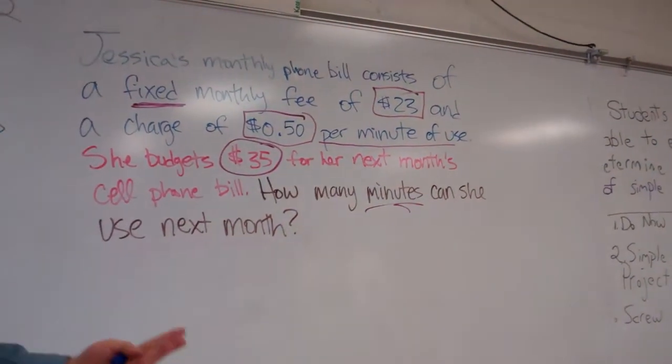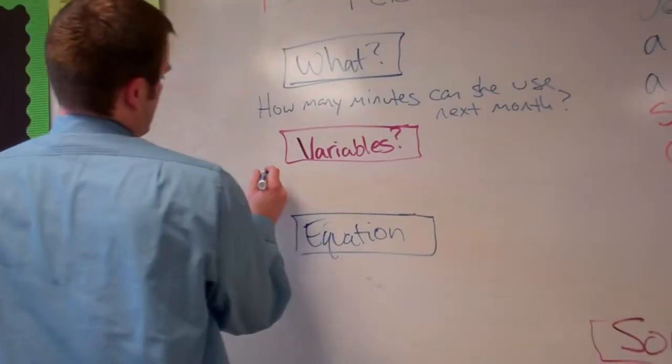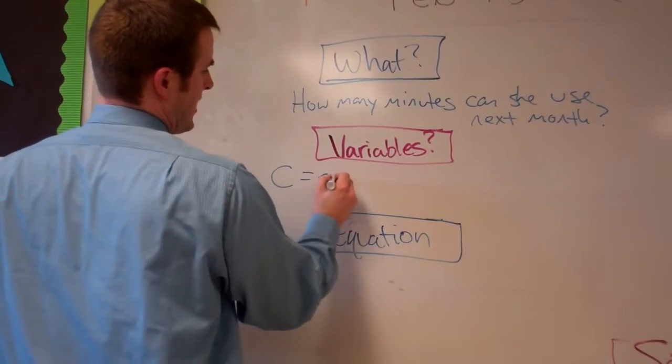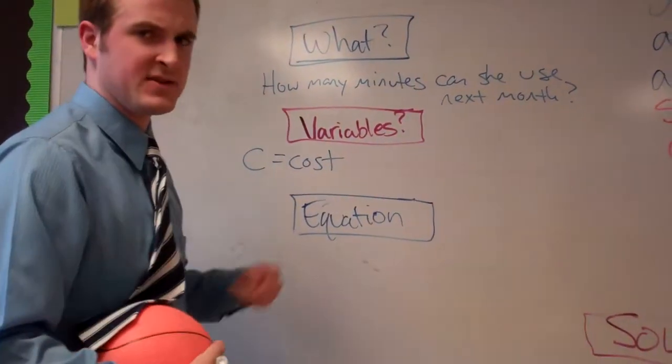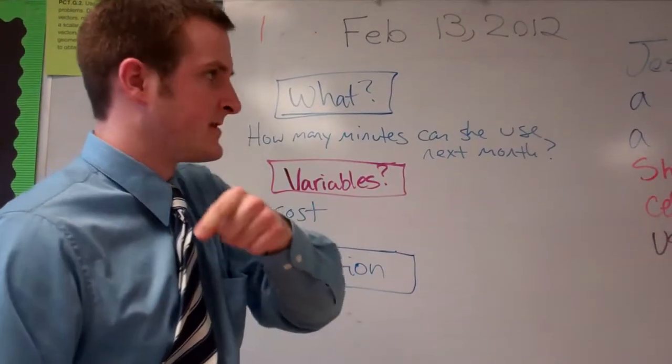So I'm going to call that cost, because when I think of a bill, I think of money, I think of cost. So over here, I'm going to make C equal to cost. We have one thing. That's her total monthly phone bill. This makes sense to me. If you want to name it something else, name it something else.